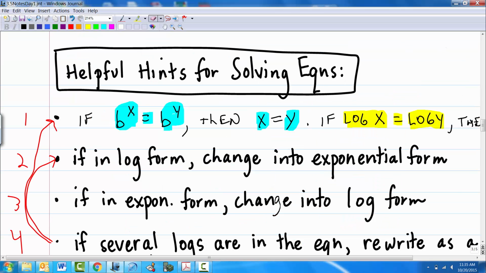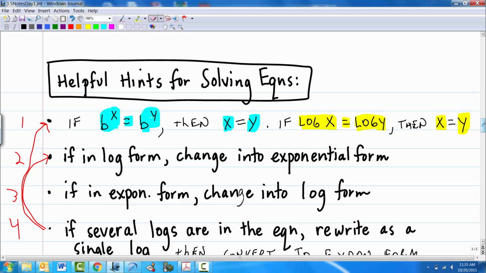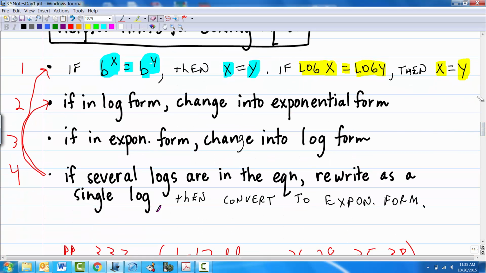Okay, before we get into actually a little bit more 3.5 and 3.6. So this is really what it comes down to, and this was at the end of your notes yesterday. If you have b to the x equals b to the y, then x equals y. Log of x equals log of y, x equals y. If you have a log, change it to an exponent. You have an exponent, change it to a log.